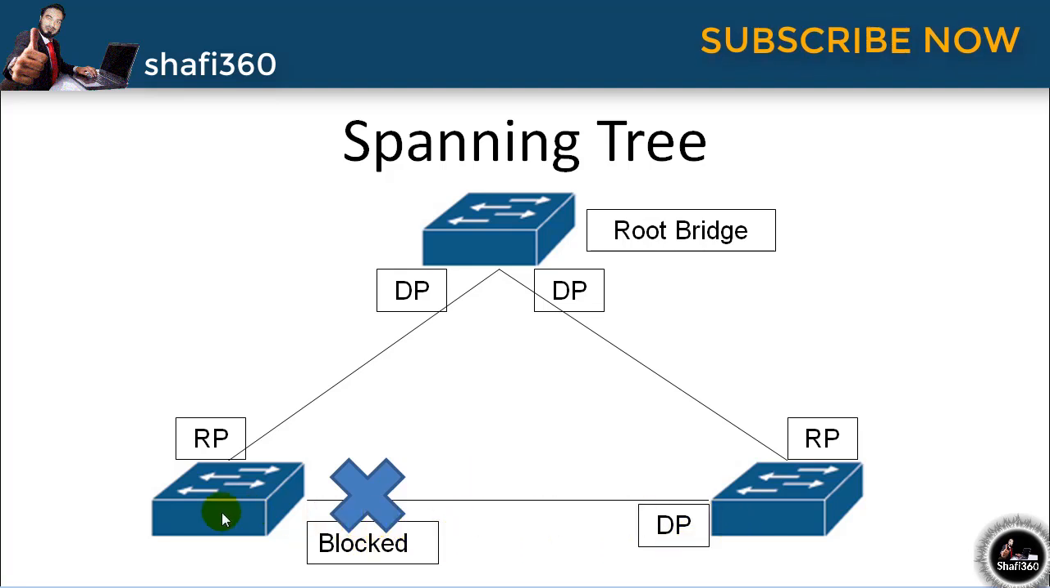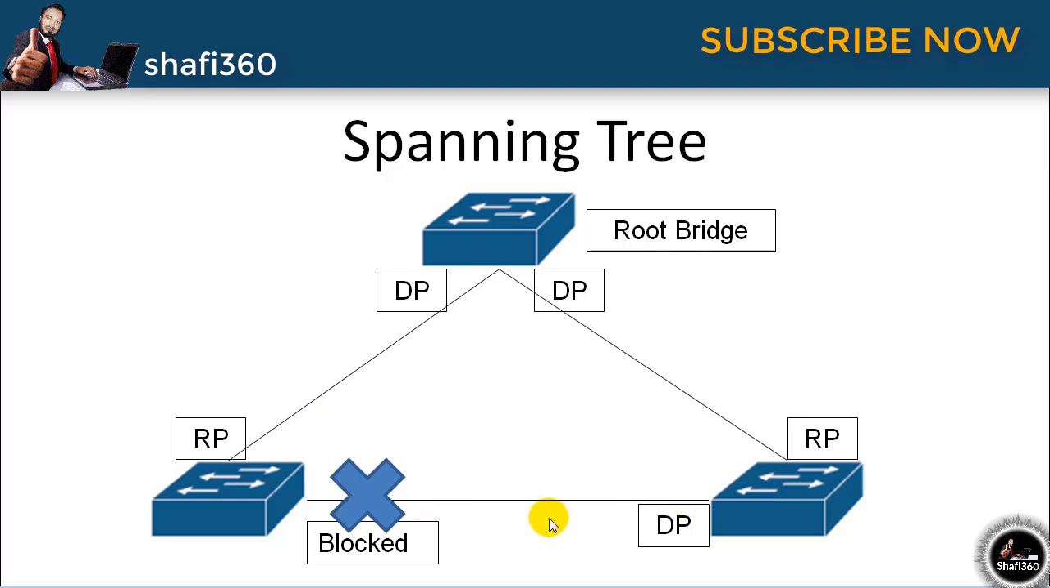Now obviously both of these switches are connected to this same LAN segment, and in order to prevent loops, only one of these switch ports can forward traffic onto this segment, because if both of them forwarded traffic, then the traffic would enter the segment here, leave there, loop through the root bridge, and you'd have a big loop on the network.